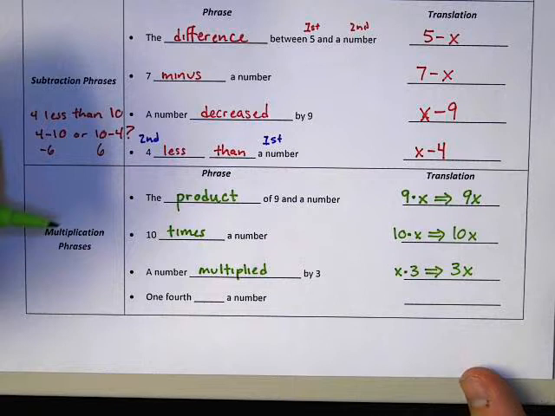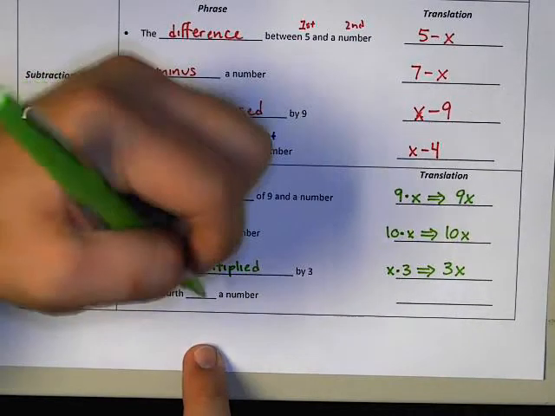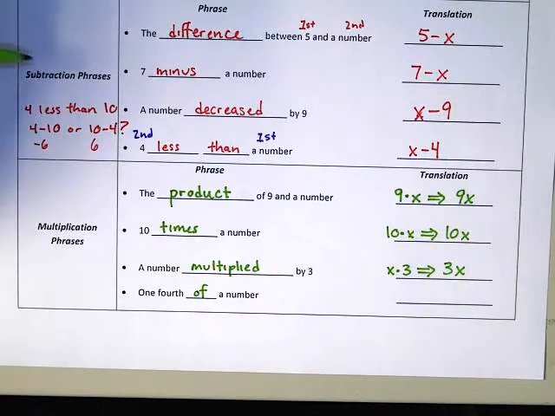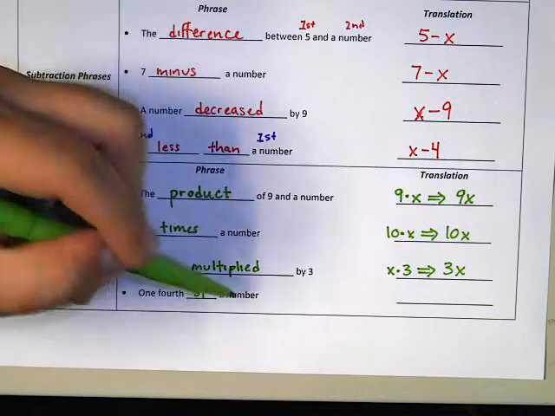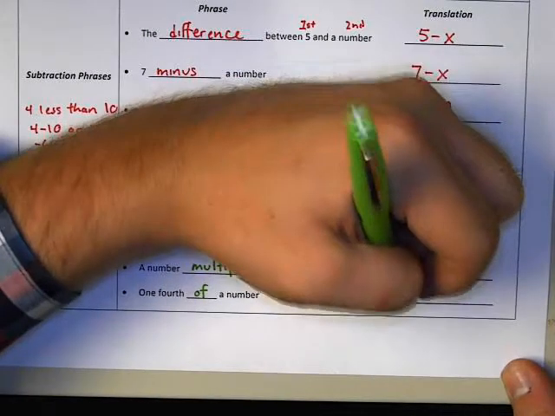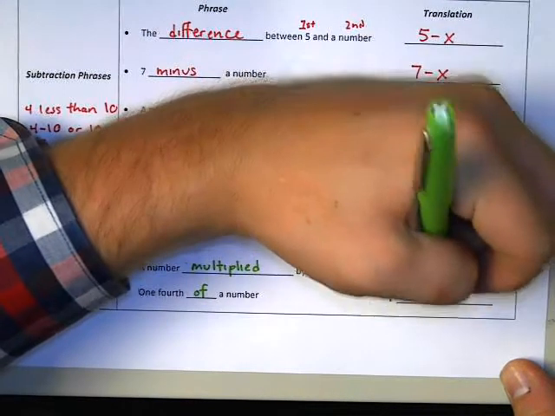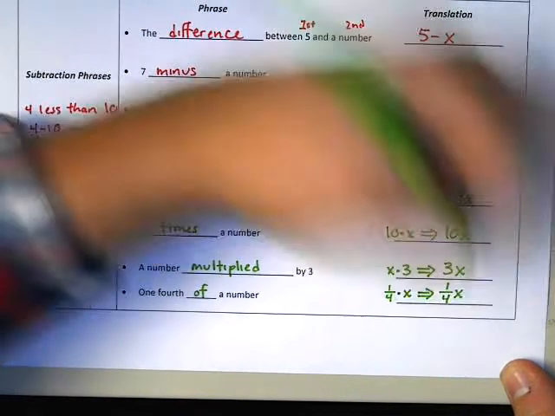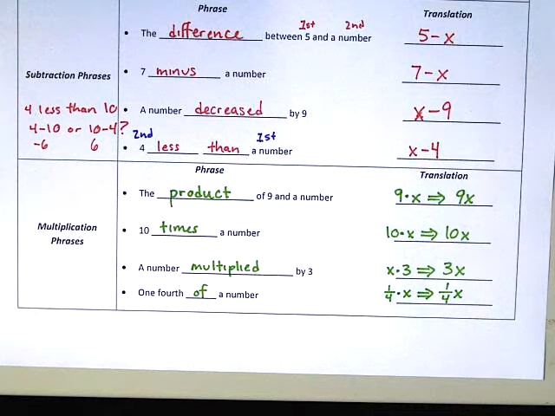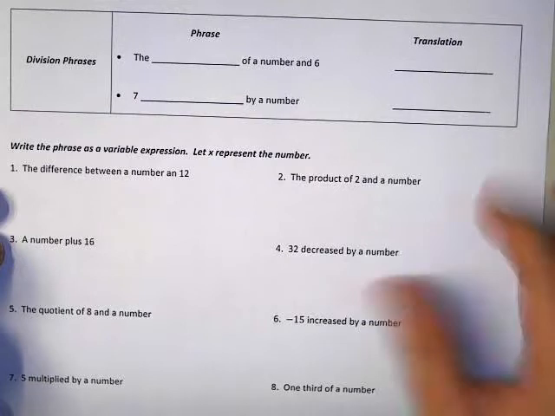All right, and our last one really works a lot when we have fractions. 1/4 of a number. When we say 1/4 of a number, that means that you're taking that number, you only want 1/4 of it, so it's 1/4 times your variable, or once again, 1/4 x. You don't need the times. Okay, last page. We got to do some division, and then we'll do some practice, and then we will call it a day. Okay, so division phrases.